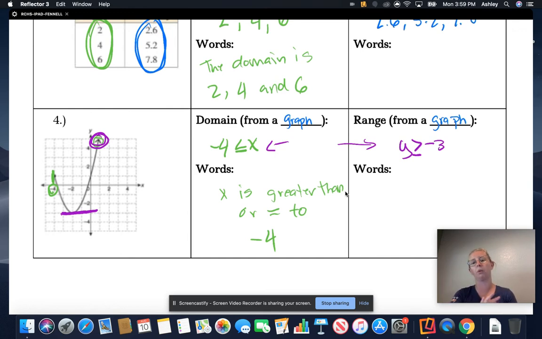You can write them either way. They mean the same thing. Just again, remember that we're going to read from our exponent. So when I read this or write it in words, I say x is greater than -4. So I focus on the values that are true for that. When I read this one, y is greater than or equal to -3. Again, we're focusing on what values we are looking for here.